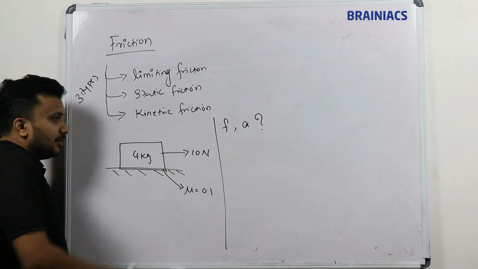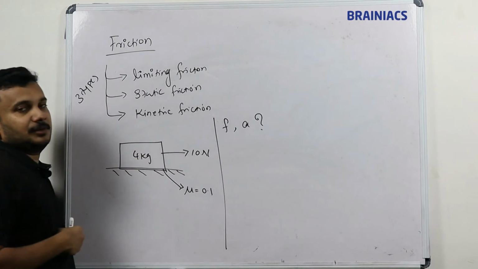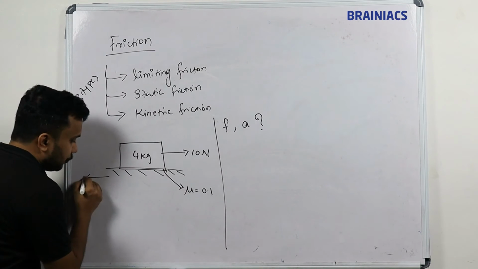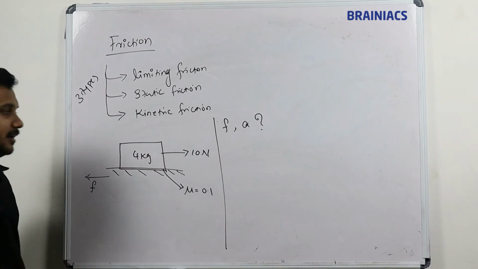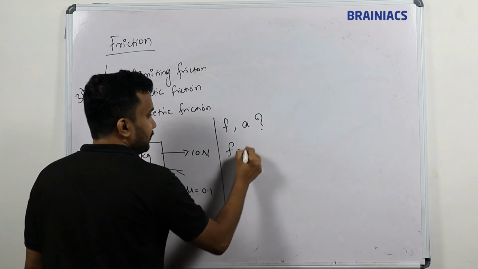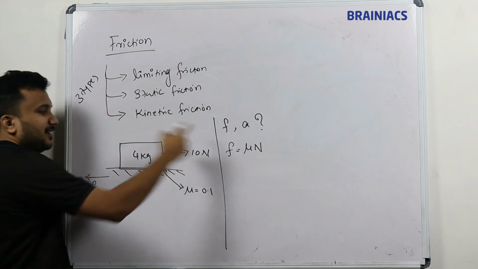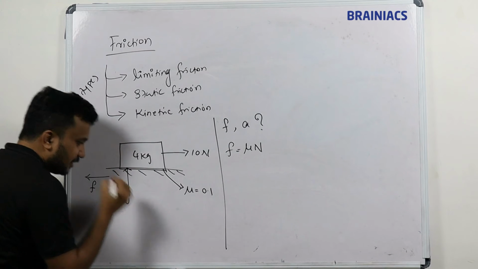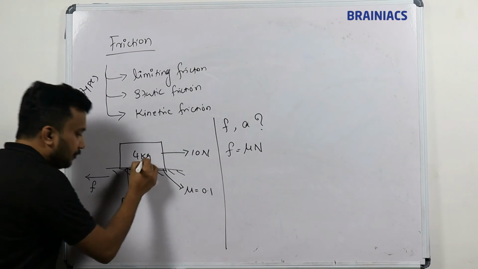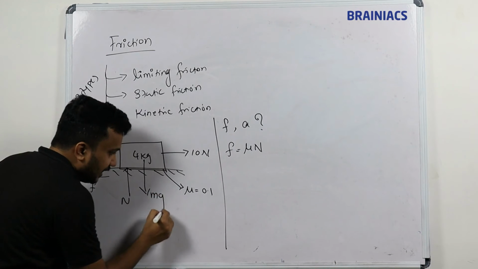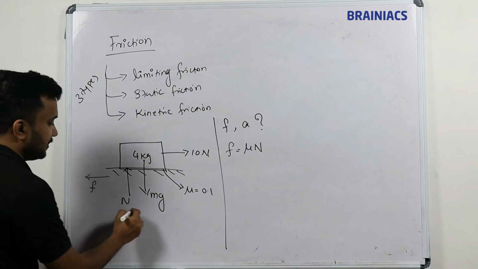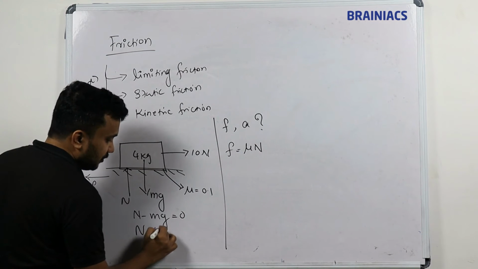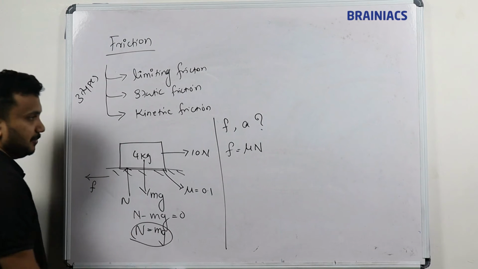The first aim is we are pulling the block in this direction with a force of 10 Newton. Of course I know the frictional force will act in the opposite direction. The formula of frictional force equal to mu into N. What is N? N is called the normal reaction. Normal reaction is towards the surface. This is also called a contact force. Weight is in the downward direction, which is mg. No motion in this direction. So I can say N minus mg is equal to 0, or N is equal to mg, because you have already seen this many times.